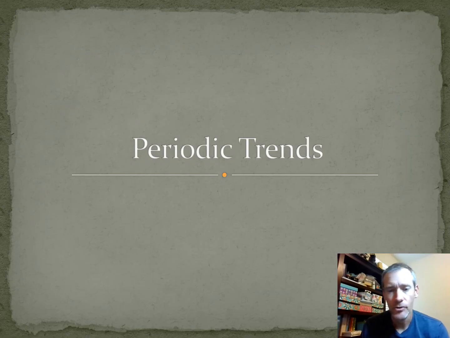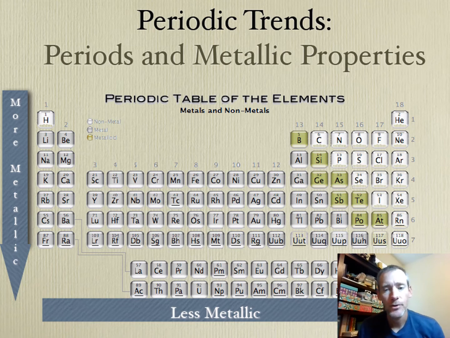All right, periodic trends. So these are important to have on your table. On your periodic table, you want to make sure you understand the properties. So the more metallic ones are on the bottom, the less metallic are to the right.